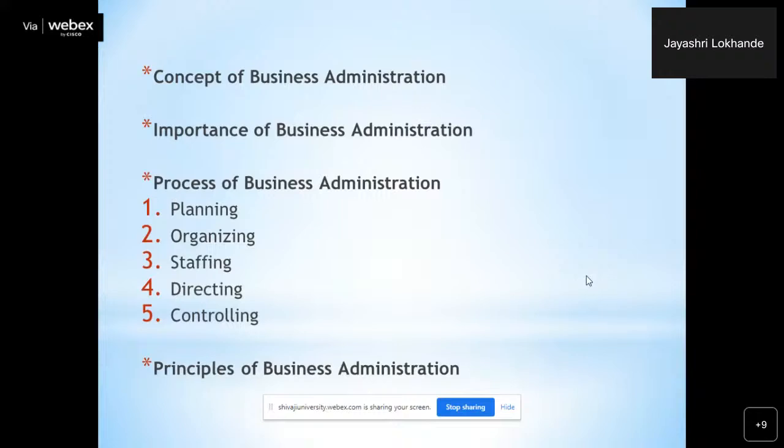Now we see here some principles of business administration. There are 10 principles. One by one, we can see. First of all, we understand what the principles of business administration are.